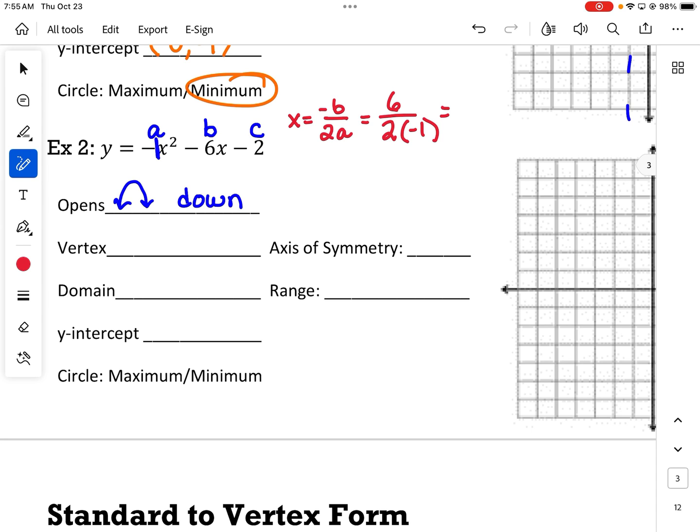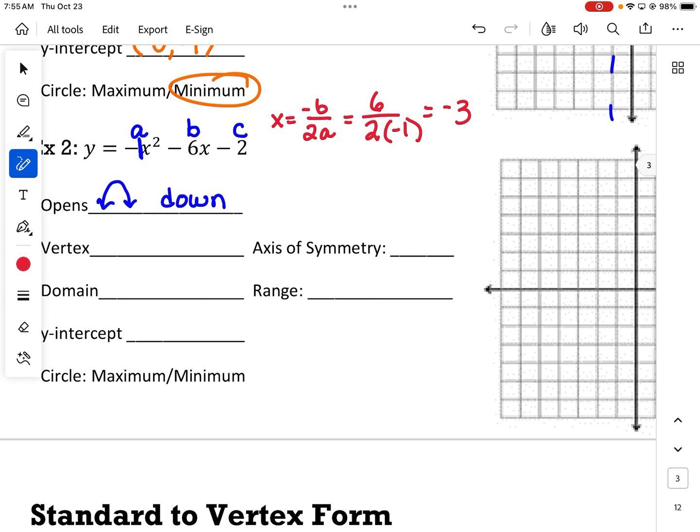Do alpha y equals to get that fraction. Okay, what'd y'all get? -3, okay. So then that means my axis of symmetry is at -3. X equals -3. Draw your dotted line down -3 on the x-axis.